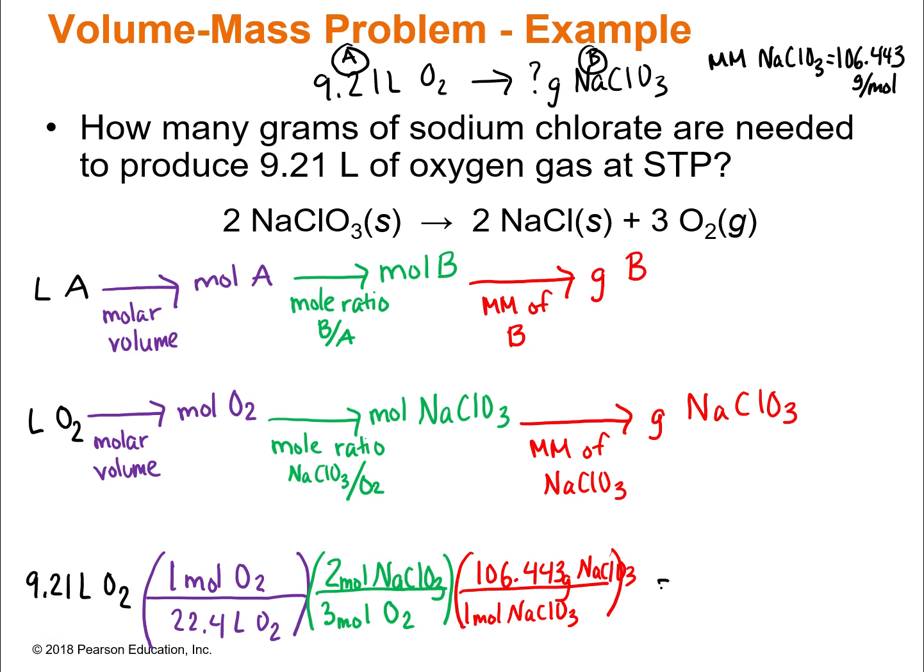When you do all that math, you should get 29.2 grams of sodium chlorate. And you can look at how the units cancel as well.